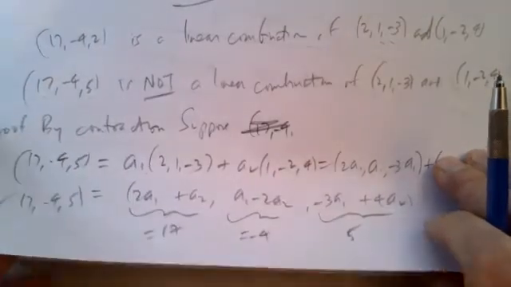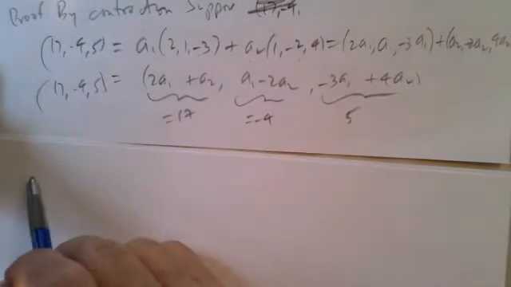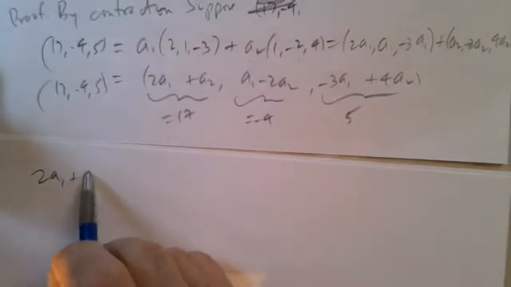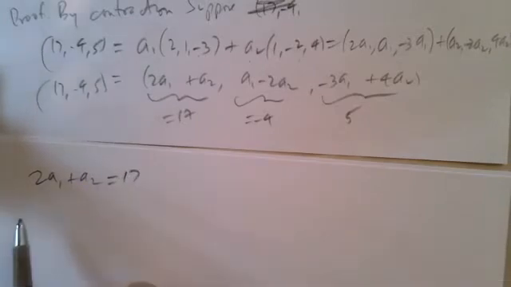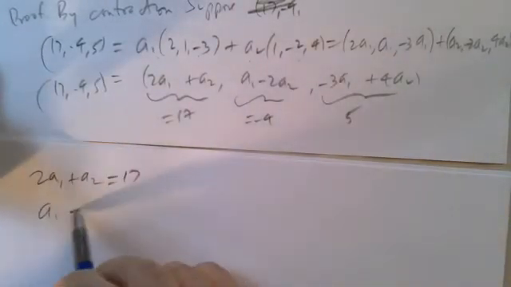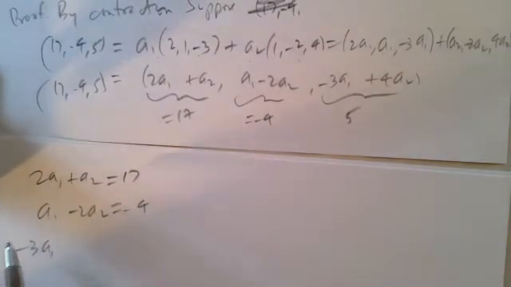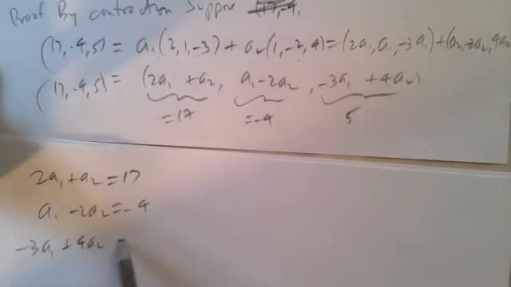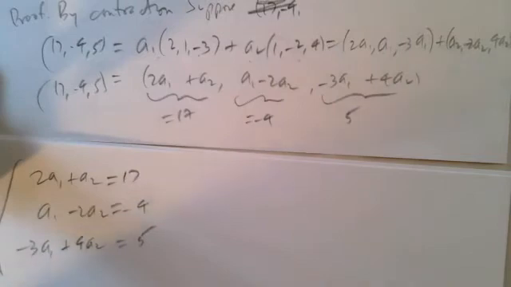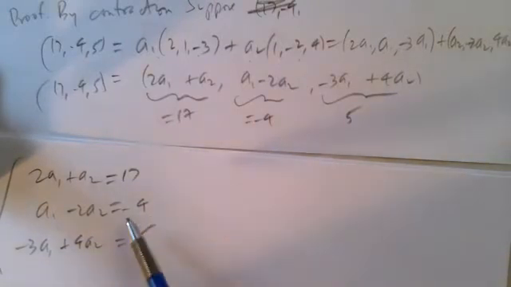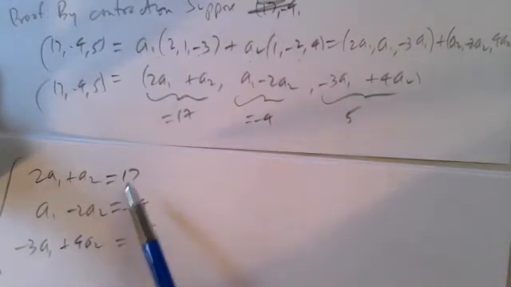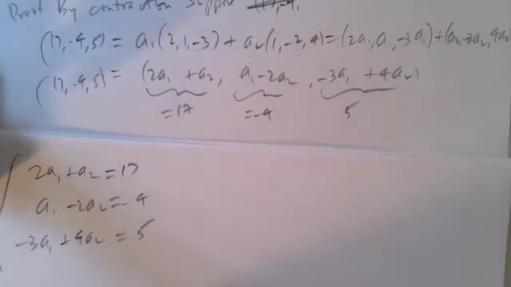And this comes down to solving some linear equations, right? Because this says A1 and A2 have to satisfy the conditions 2A1 plus A2 equals 17, A1 minus 2A2 equals minus 4, and minus 3A1 plus 4A2 equals 5. So A1 and A2 have to be a solution of these three equations and two unknowns.